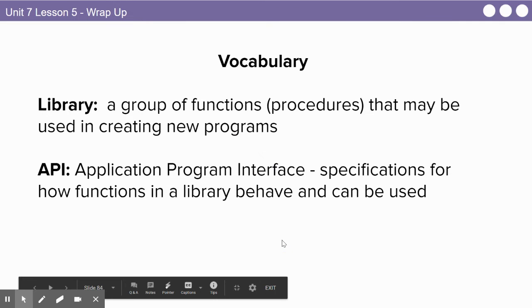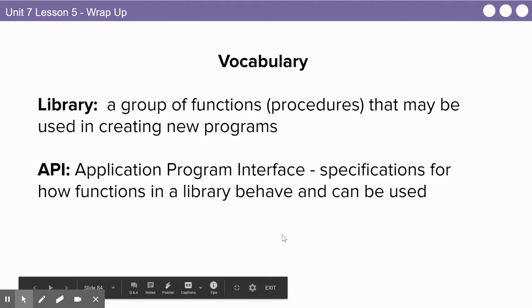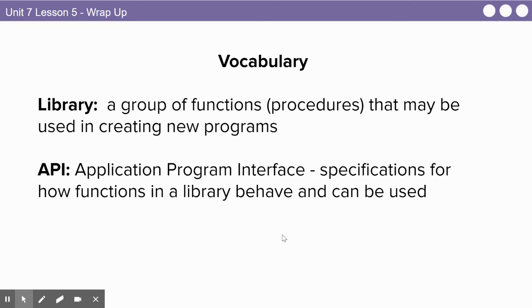All right, friends, we're going to go on to some important vocabulary. Remember, this slideshow is available to you on the stream, so if you want to watch that video again, you can always find it there. The important vocabulary in this lesson is library, a group of functions, which are also called procedures, that may be used in creating new programs, and API, which are the specifications for how functions in a library behave and how they can be used. Basically, it's like the user's manual.